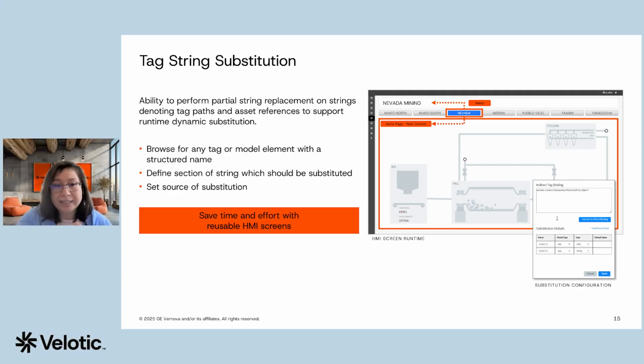What we have is a screen. You've probably seen it before in some of our other demos, but we start out with all the data on the screen being tied to hard-coded tags. What you're going to see is we're going to parameterize the screen first, and then we're going to take those parameters and do the substitution on the tag references. So let's take a look.